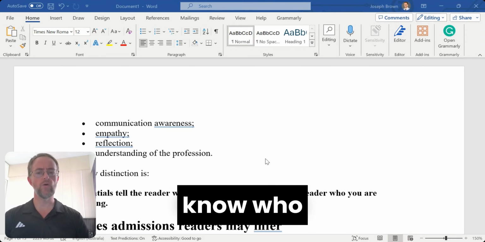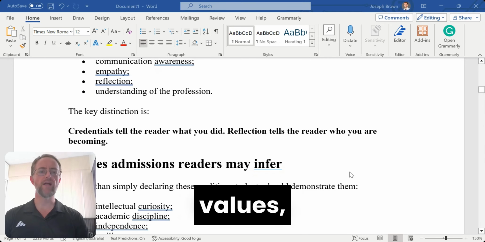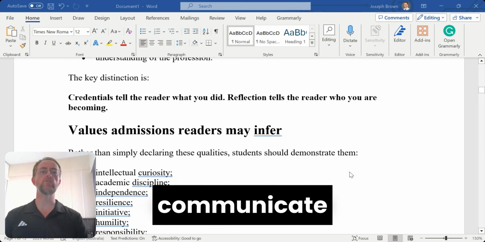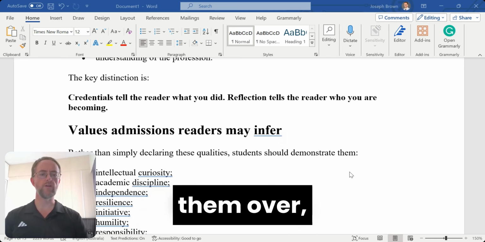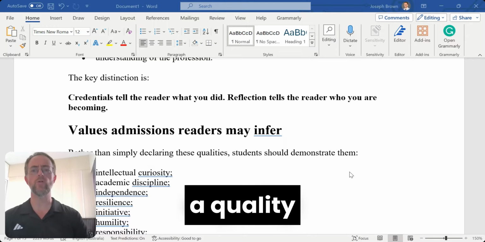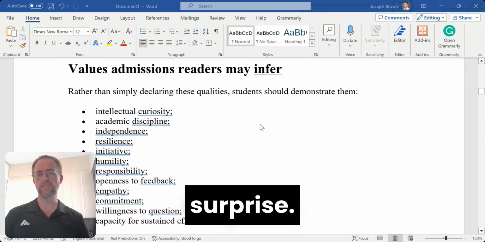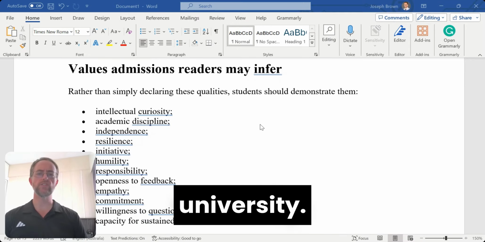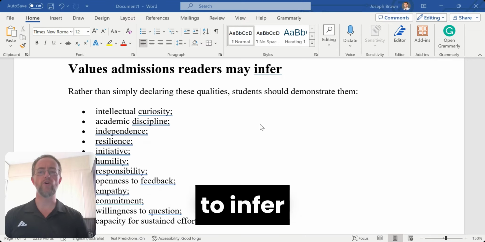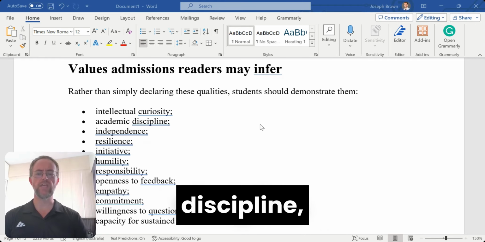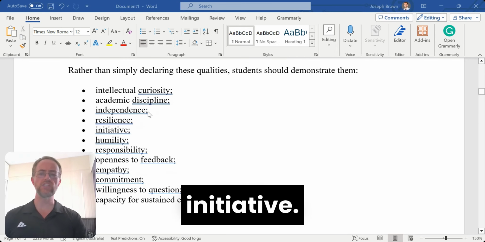We kind of know who our audience are. What are their values? What are the things that they would love to see and that you're trying to communicate to them, to win them over, to position them to see you as a quality candidate? Well, it shouldn't come as any surprise. They're academics working at a university. They want to be able to infer from this intellectual curiosity, academic discipline, independence, resilience, initiative.